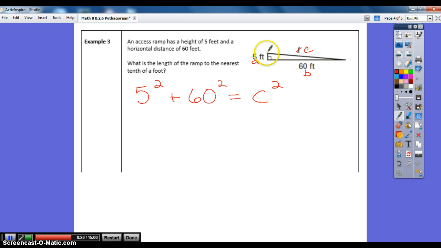Let's see how long this handicap accessible ramp would be in real life, if it was built up 5 feet to get into the door of that building, and 60 feet long.